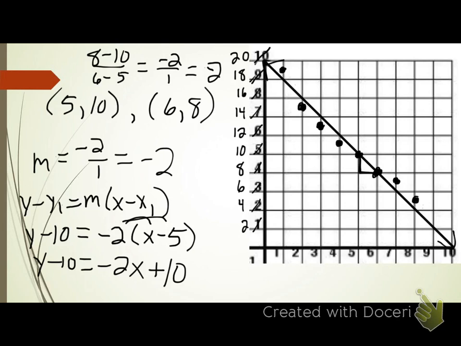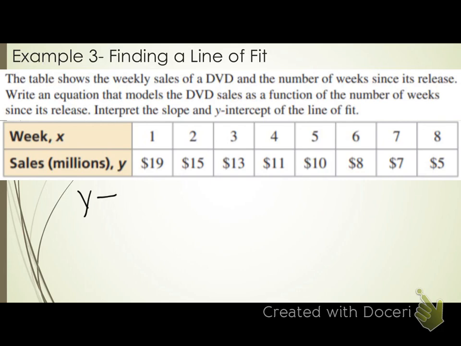Very good. My last step to get y by itself: add 10 to both sides. So I get y equals negative 2x plus 10. Very good. So there's my equation. Y equals negative 2x plus 10. Any questions on how we got that?